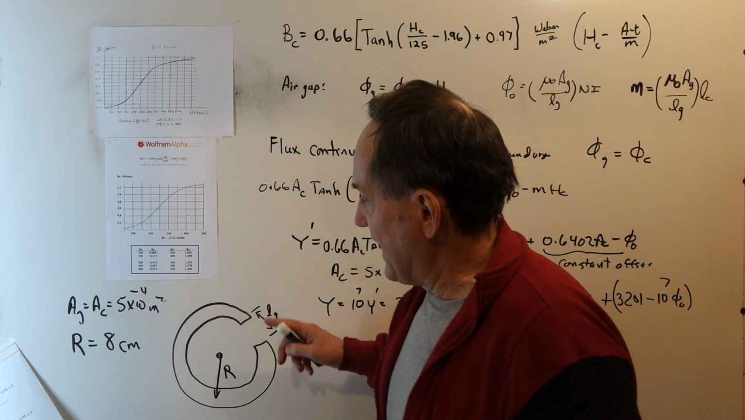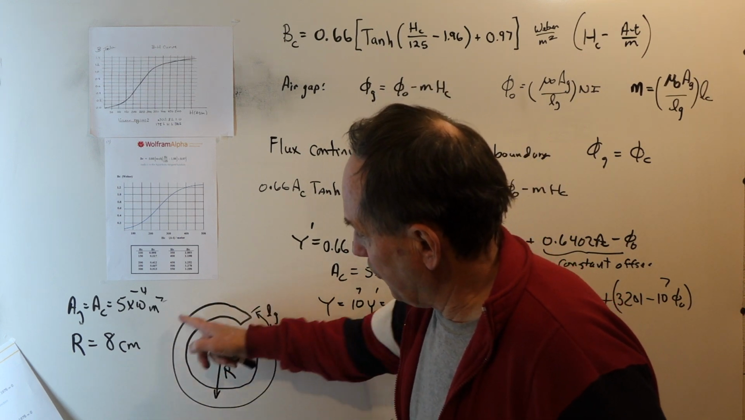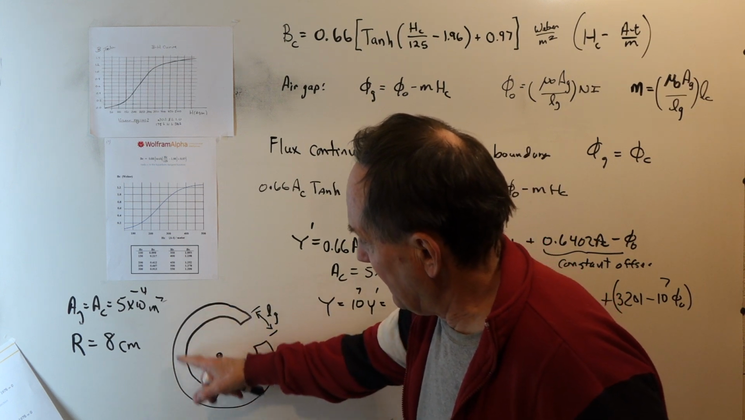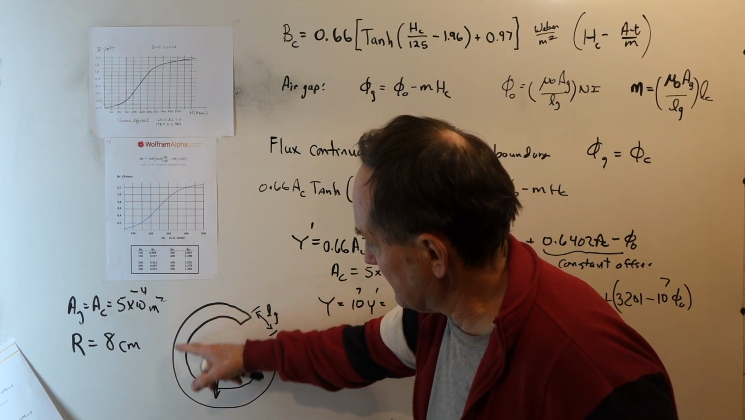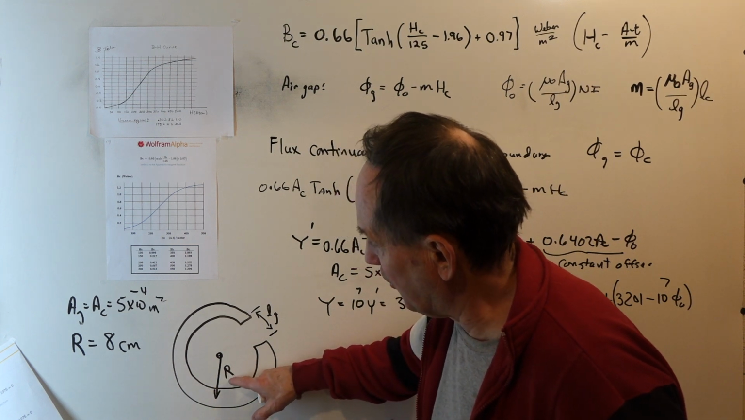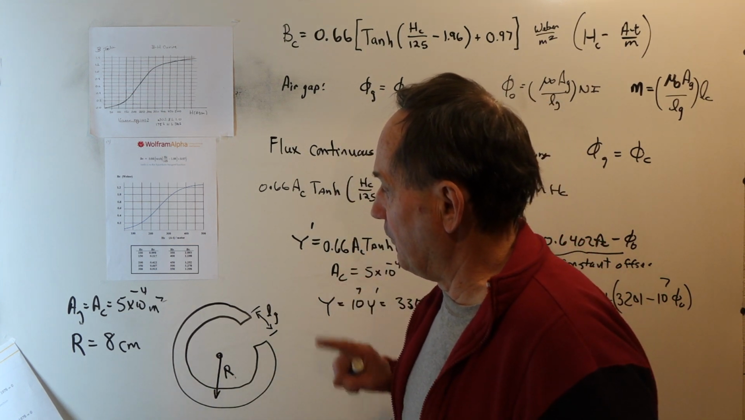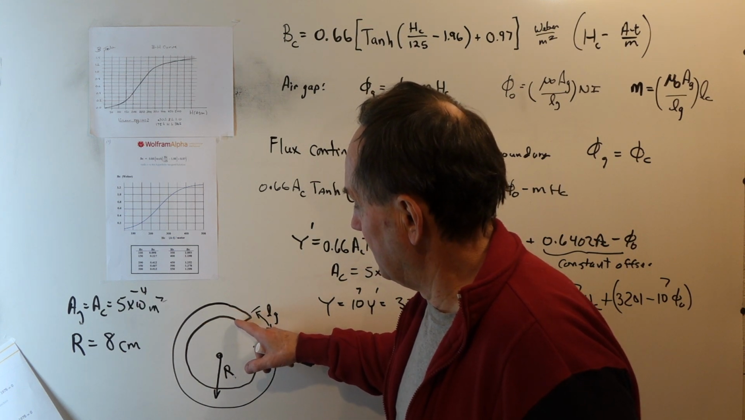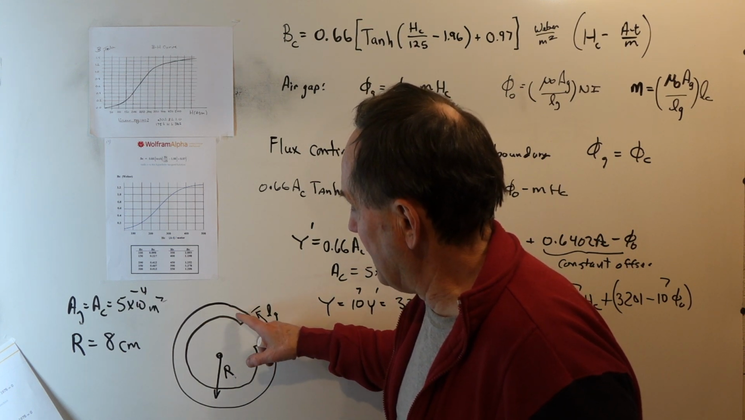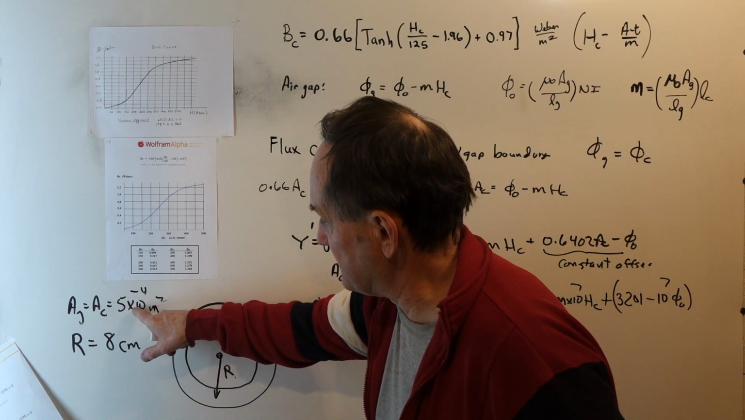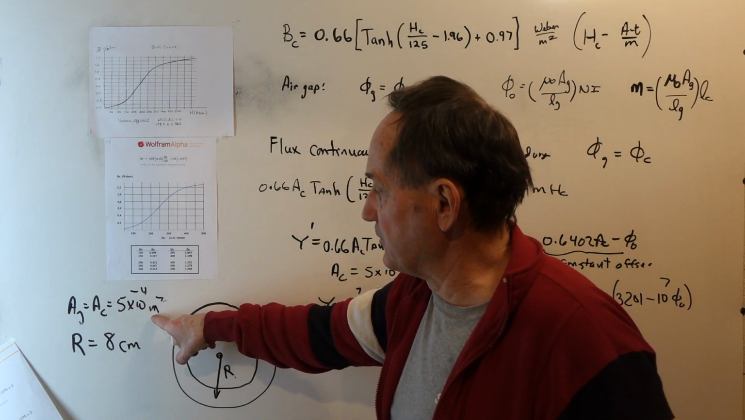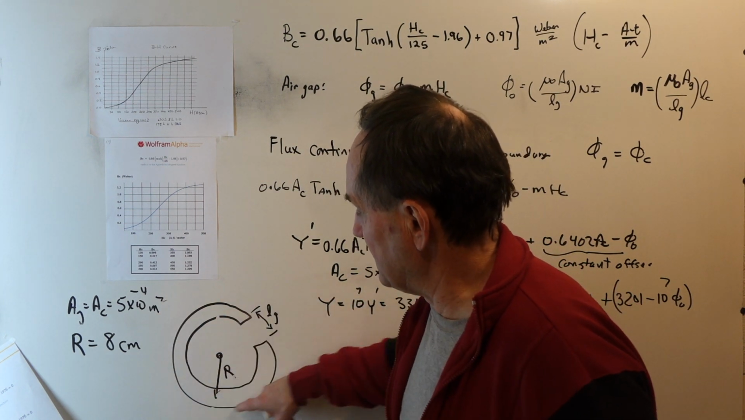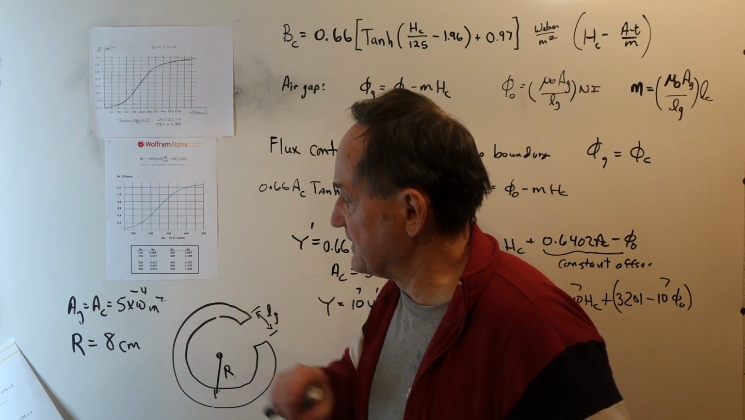The problem that we have, again, is we have this core material, and we have a gap where LG is the length of the gap, and the mean radius of this C of the core is cap R. Now, we've assumed all along here that the cross-sectional area of the gap and the core are the same at 5 times 10 to the minus 4th square meters, or 5 square centimeters. And the mean radius of the core is 8 centimeters.